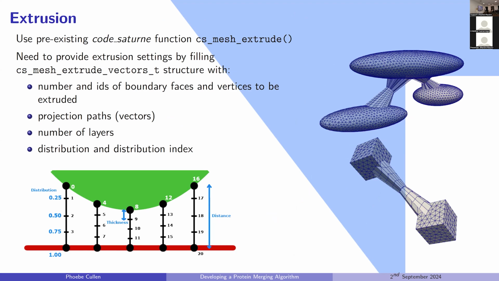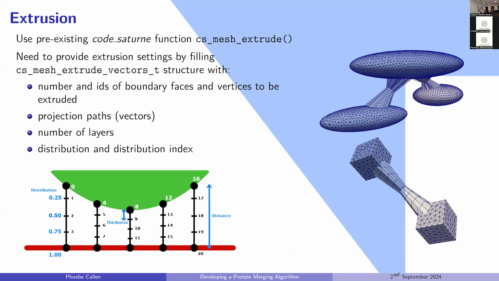This is to actually use a pre-existing Code Saturn function, CS mesh extrude. And it's done by providing these extrusion settings by filling out a structure with this detailing. So it's essentially the details of the subsurfaces themselves, so the faces and vertices to be extruded, the actual projection path, so the paths down to the plane. I've drawn this parallel just for simplification, but actually you can see here these paths are not going to be parallel in most cases. Then you need to give details on the number of layers you want in your extrusion. So for here, I've got 4 layers here, and then the distribution of these layers themselves.